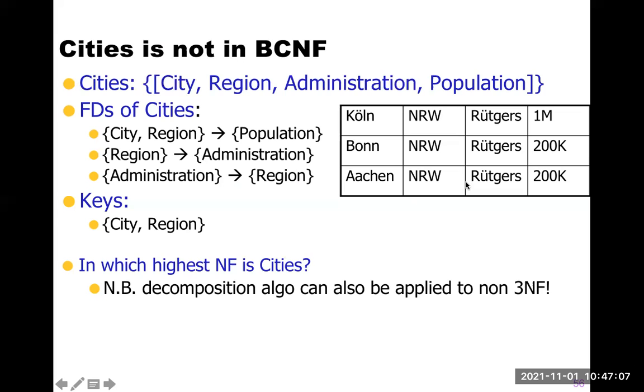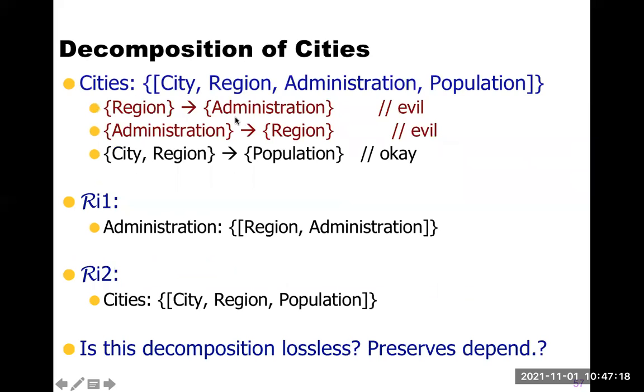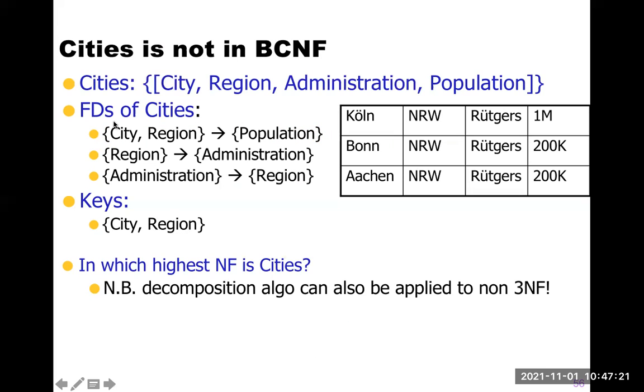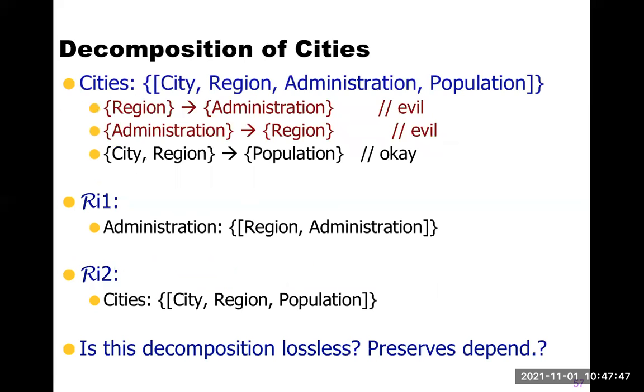So how to decompose it? We look at functional dependencies: city, region, and population. So we need to have a table of city, region, and population. That's one table. And region and administration as another table. Looking at functional dependencies, administrator belongs to region, and region belongs to administrator. So we need to have a single table with the region and its administrator.